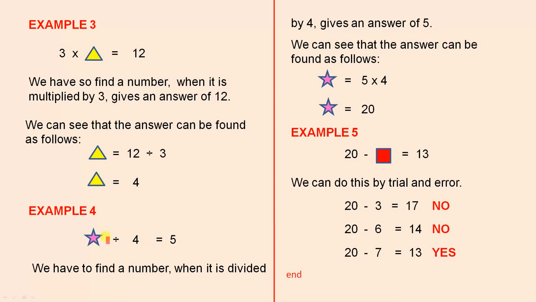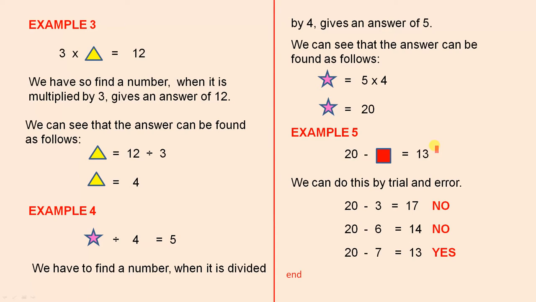Example 4, the star divided by 4 equals 5. We have to find a number when it is divided by 4 gives an answer of 5. We can see that the answer can be found as follows. The star equals 5 times 4, so the star equals 20. 20 divided by 4 equals 5.